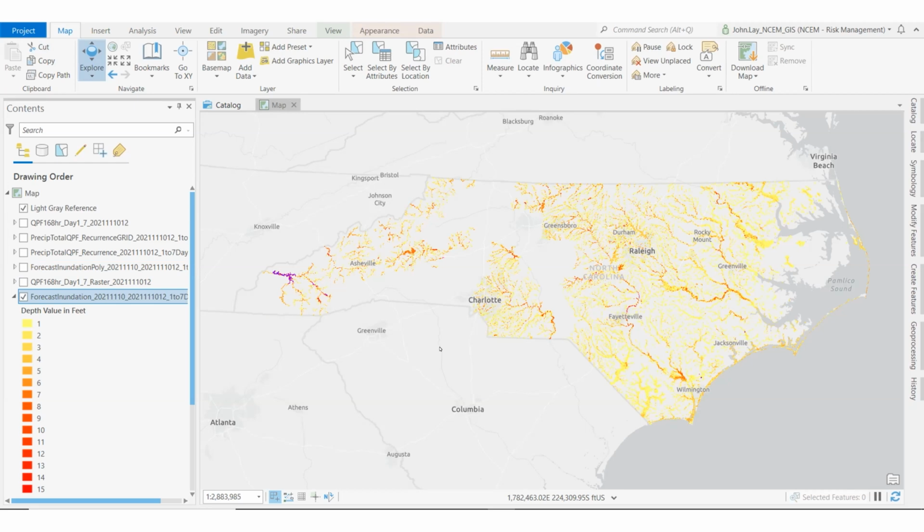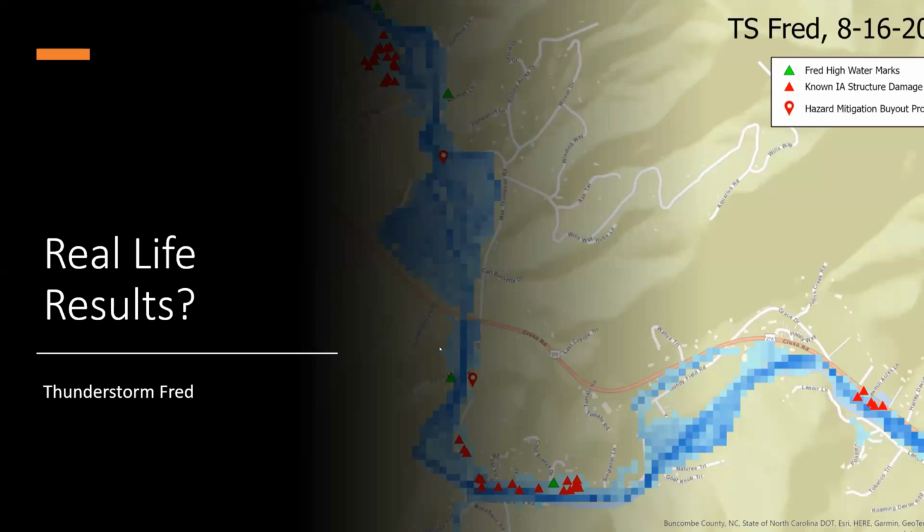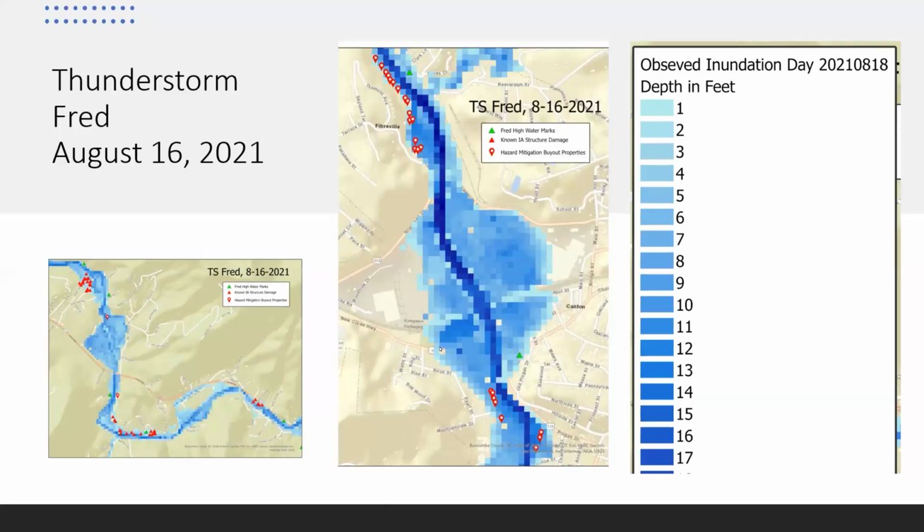This one always throws me because it's the reservoir. But real life results. All right. So this is all well and good, but does it work? And fortunately, knock wood, we haven't had a severe rainstorm to test it with just yet. The closest one being Thunderstorm Fred. And what we found is it actually does pretty good.